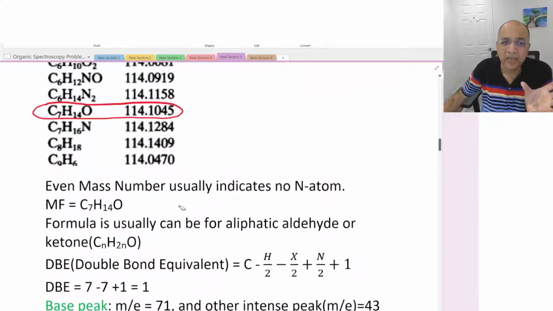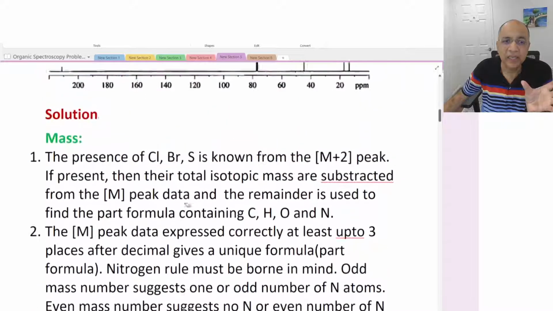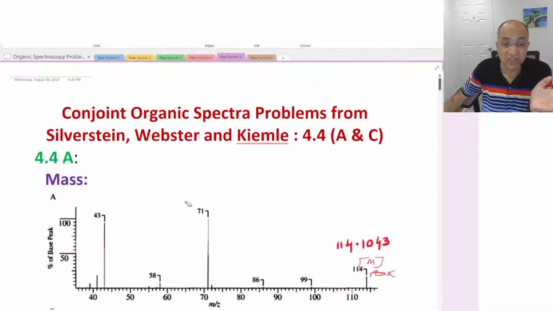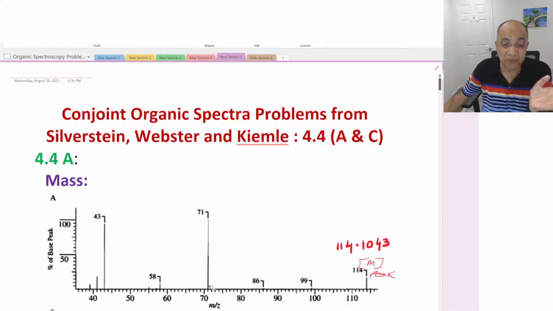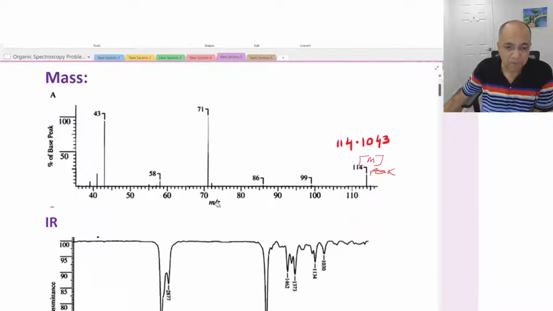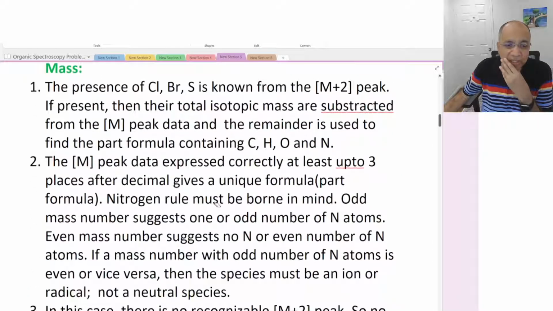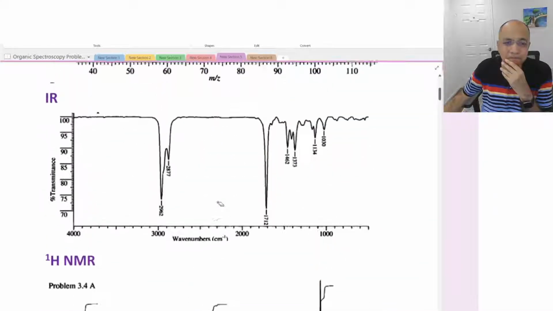And the base peak, as you find here in the mass data, the base peak at 71 and an equally intense peak at 43, that will be discussed at the end from the fragmentation pattern. Now we go to this data.